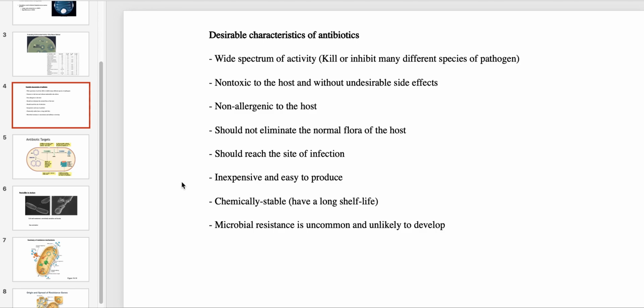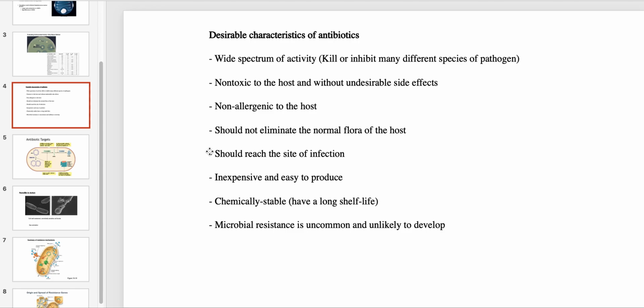Obviously these days we're very in tune to the role of probiotic microbes, especially those in the gut. We always want the drug to be non-toxic to the host and without undesirable side effects. And so that's a very important one that will never change. Obviously non-allergenic to the hosts. Penicillin allergies, for example, have limited the effectiveness of penicillin to some extent. So obviously we want them to be non-allergenic or minimally allergenic. And these two kind of go hand in hand. They should not eliminate the normal microbiota of your gut or skin or wherever.